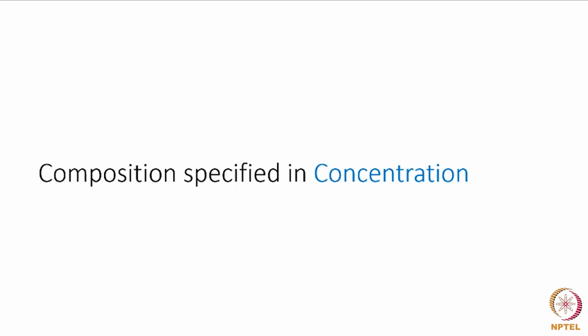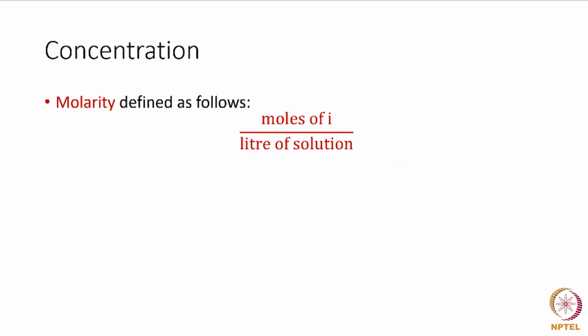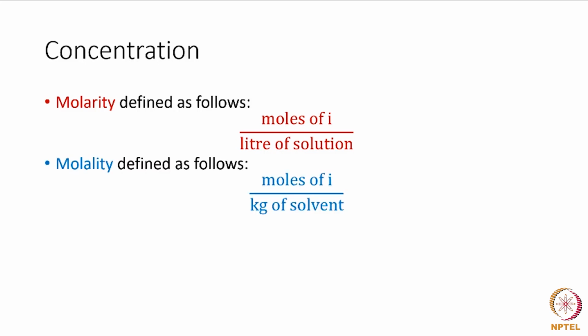So we can say that composition can be specified using a titer. Composition can also be specified using concentration. Concentration can be given in terms of molarity, that is number of moles of the constituent i divided by the number of liters of the solution made. This is a popular measure used in chemistry to determine the concentration of a solution. Molality is another measure defined as number of moles of i per unit kilograms of the solvent. So it's only the denominator that is different.